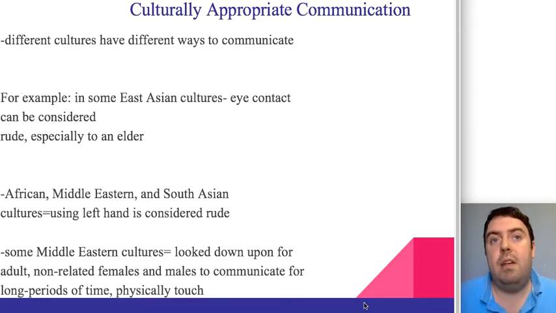For example, in some East Asian cultures, eye contact, especially with someone who's older than you, an elder, or who has more authority than you, would be considered rude. That's a lot different than in U.S. culture, where we are taught that in formal settings it's appropriate to make eye contact.